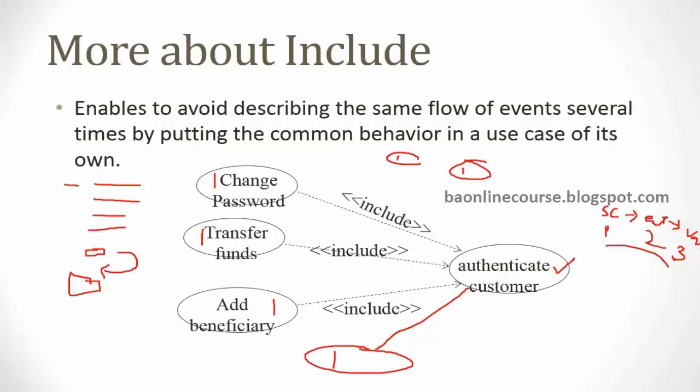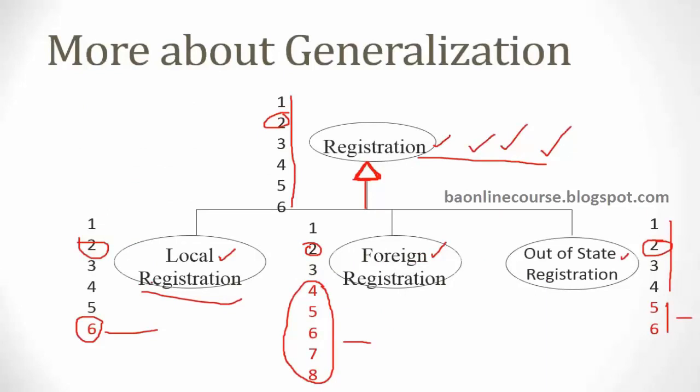Get it? So there is nothing common between these use cases which are including the common functionality. But in case of generalization, all the child use cases are related. So you tend to have a more or less common name, like registration in this case. Right? So you have registration for all these three processes, right?